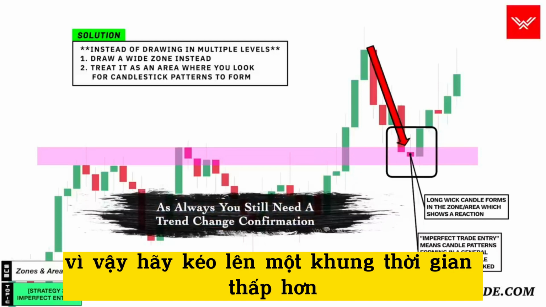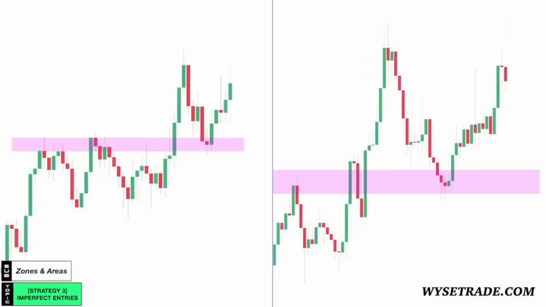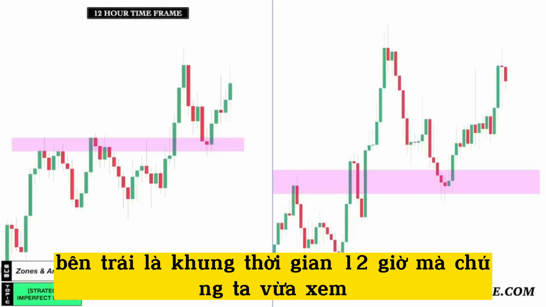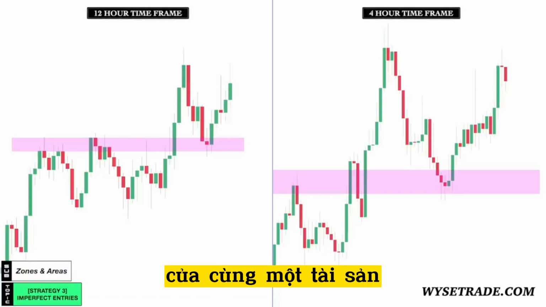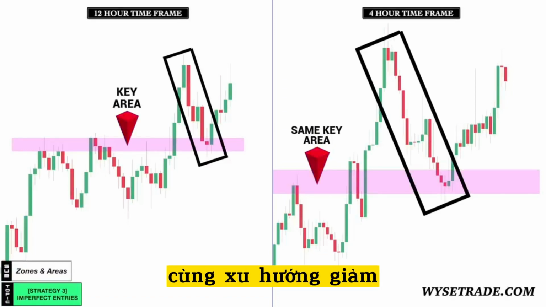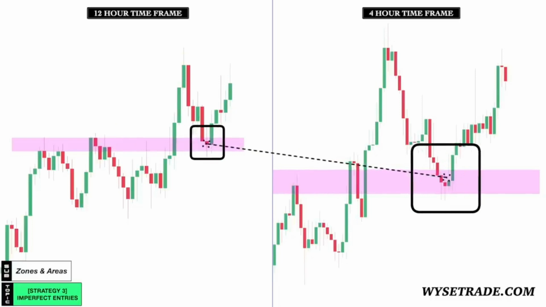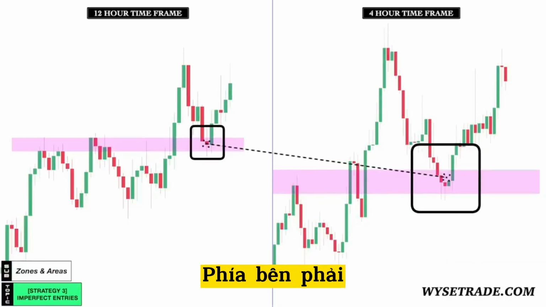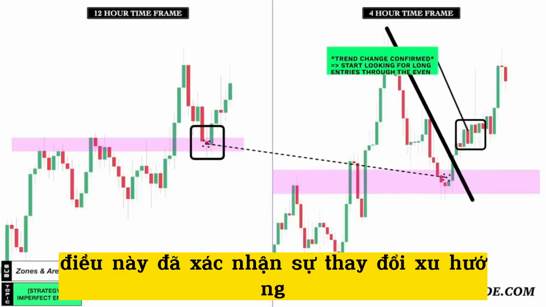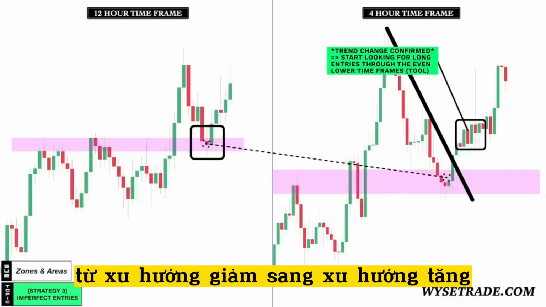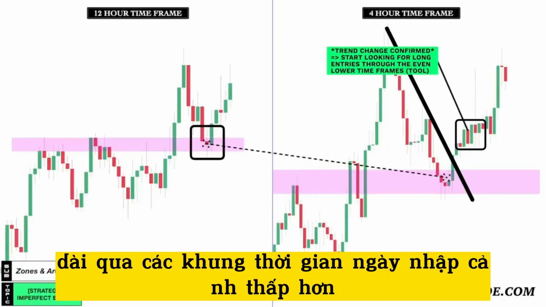So let's pull up a lower time frame, specifically the 4-hour time frame, and put it beside this one. On the left is the 12-hour time frame we just looked at, and on the right is the 4-hour time frame of the same asset. Same key level, same downtrend. This area here is the same area here. Now, on this lower 4-hour time frame on the right, you had your trend line placed above, and once price breaks, this confirms the trend change from a downtrend to an uptrend, and you would start looking for trade entries long through the lower intraday time frames.